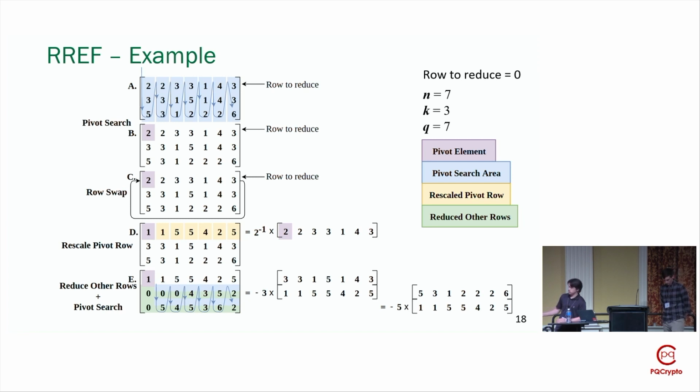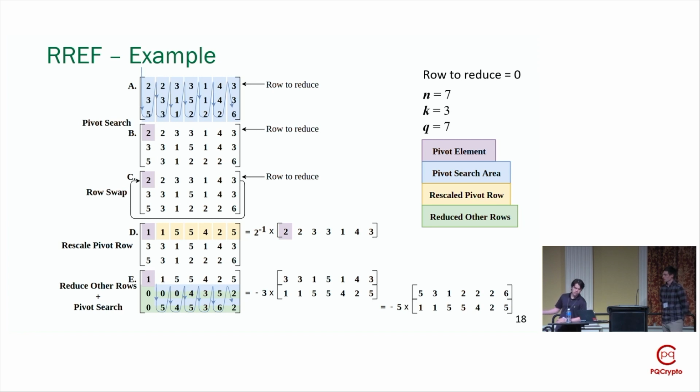Next, we need to make it so all of the other rows have a 0, so that there are zeros in that pivot column above and below the pivot. To do so, we look at this original row, in this case the 3315 row. We look at the element in the pivot column, we multiply that element by the rescaled pivot row, and then we subtract that result from the original row, and that gives us this new reduced row. Then we repeat that step for the other row, and we have zeros below the pivot.